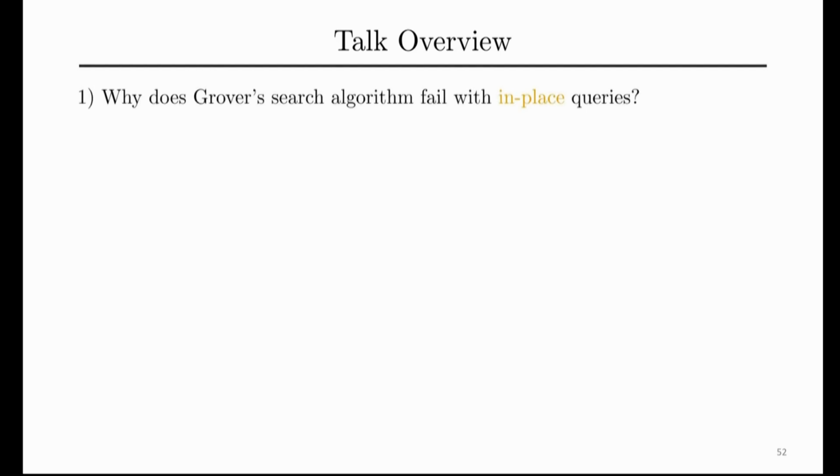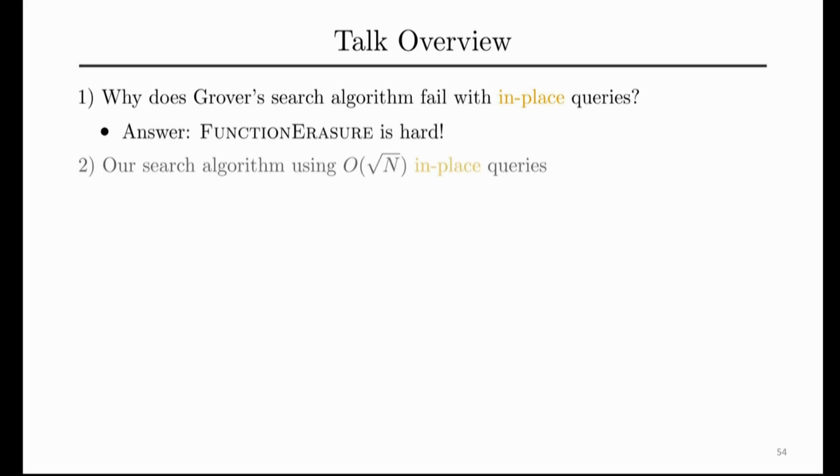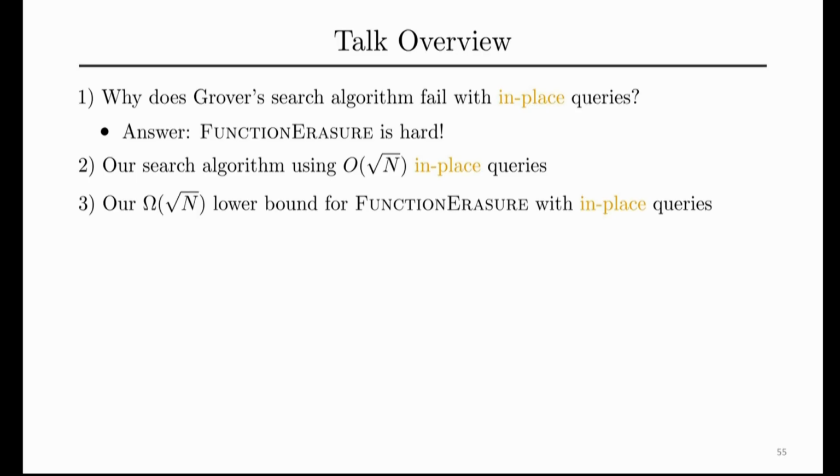So in this talk, we're going to cover a couple things. First, we're going to go into why Grover's search algorithm fails if we try to use in-place queries. And the answer is going to be function erasure. And next, we're going to go into our search algorithm, which uses only square root of n in-place queries. And finally, we'll prove that root n lower bound for function erasure using in-place queries.